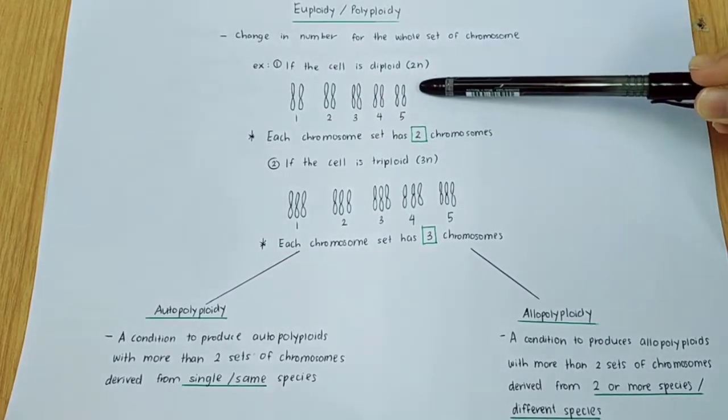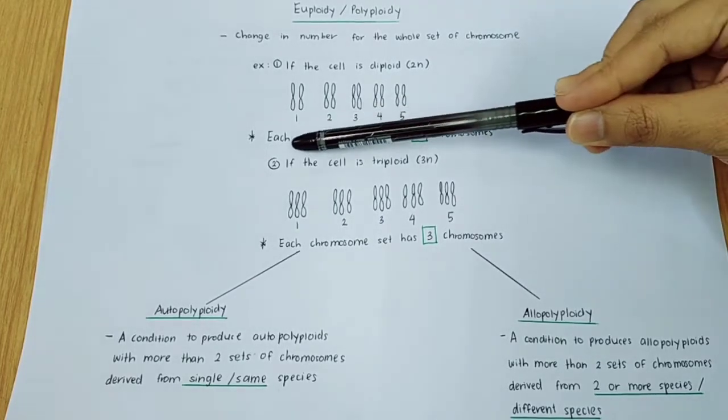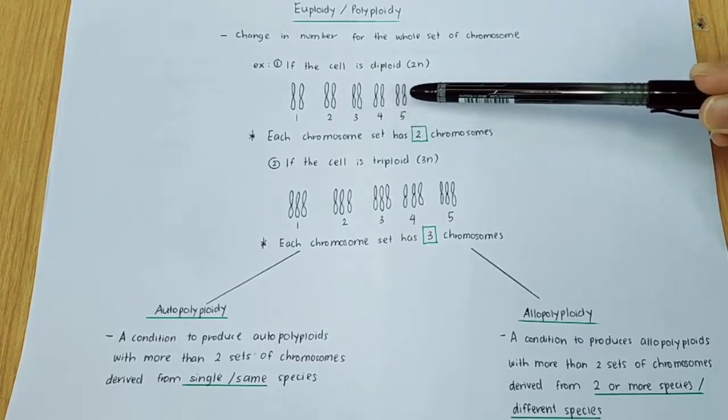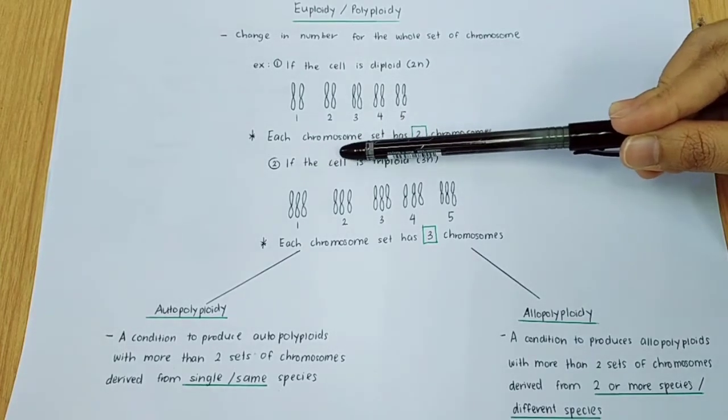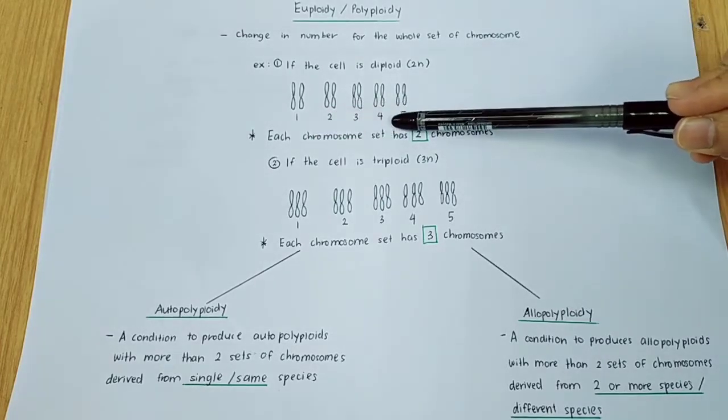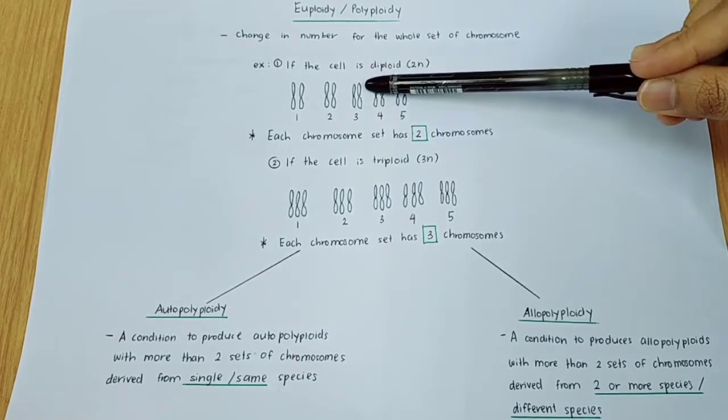maksudnya kalau kita tengok based on this diagram, dekat sini chromosome set dia ada 5 chromosome, which is chromosome number 1, chromosome number 2, 3, 4 and 5. So means that in each of this chromosome set, it has 2 chromosome. Bila setiap chromosome set dia ada 2 chromosome, so this one kita consider sebagai diploid.